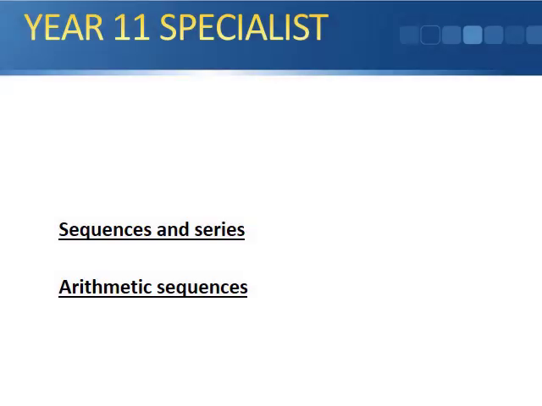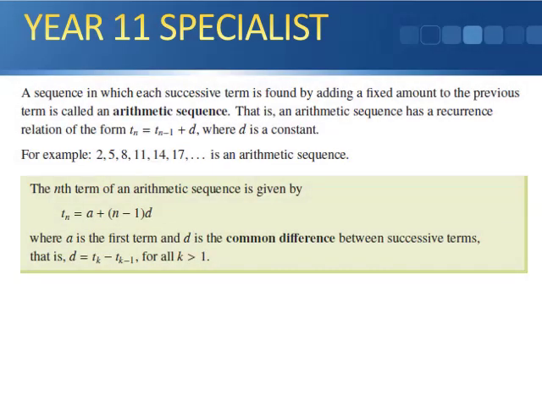Arithmetic sequences. Now, an arithmetic sequence is one in which we are either adding or subtracting a constant term, which they classify as D. So that's the extra bit. If we want to find the general rule for an arithmetic sequence, then we use this rule here.